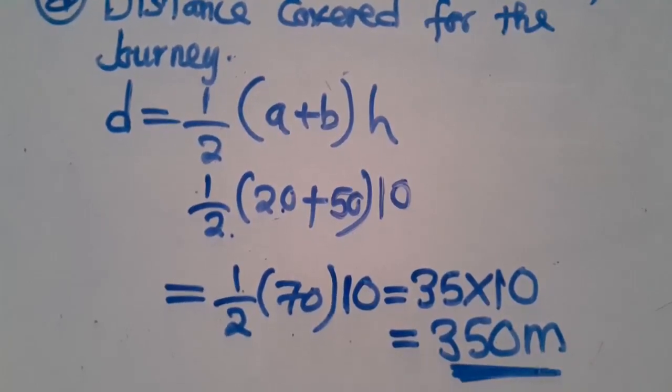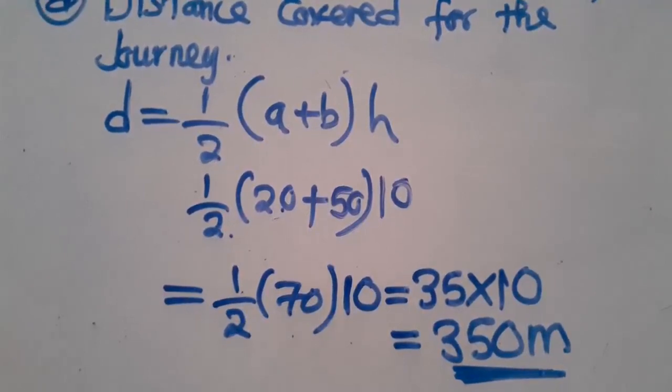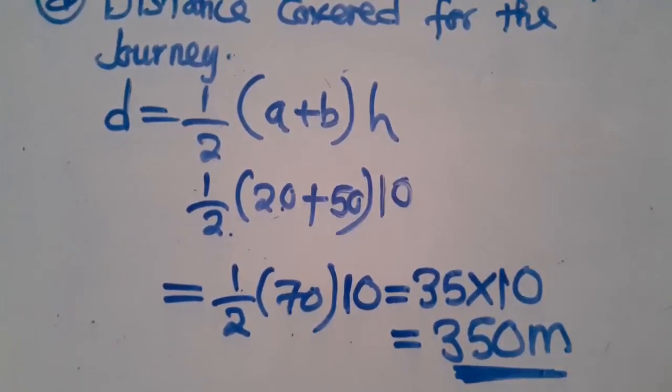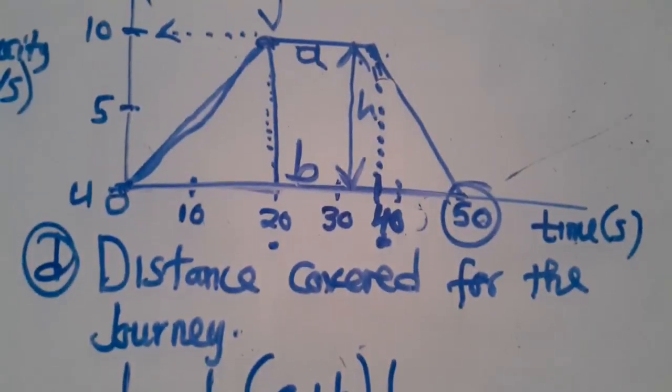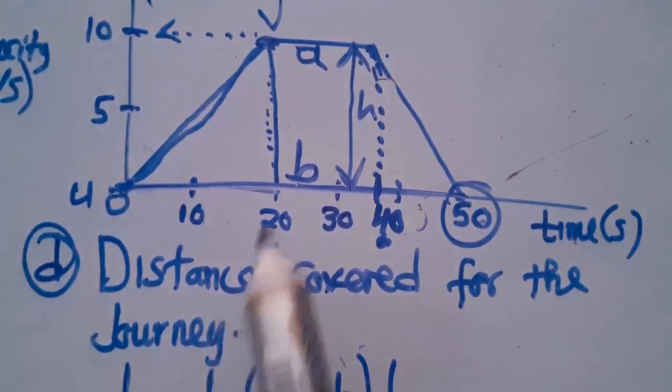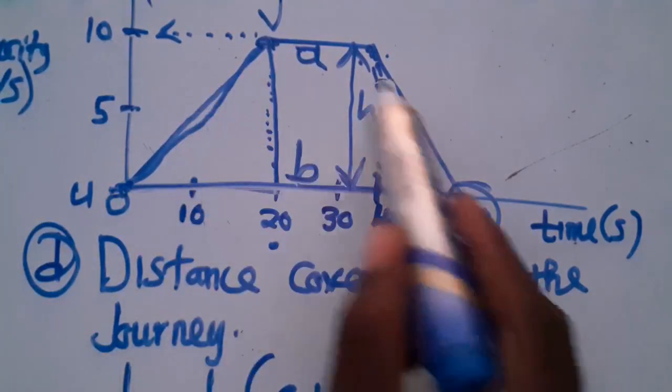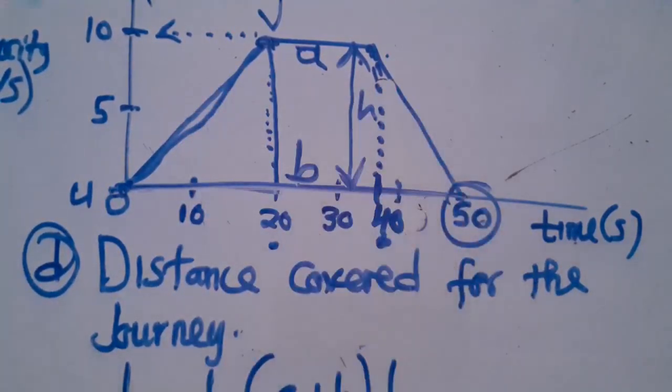This is the total distance for the journey. I've calculated this, and it is 350 meters. I've used this method. For some of you that have the other method, where you find this is a triangle here and this other side is a trapezium, you still find the same answer. These are procedures that you need to follow.